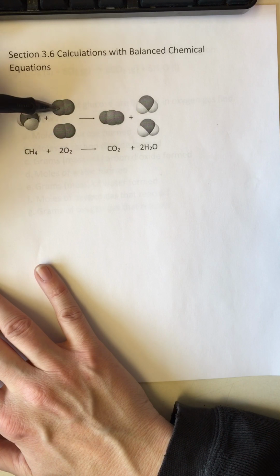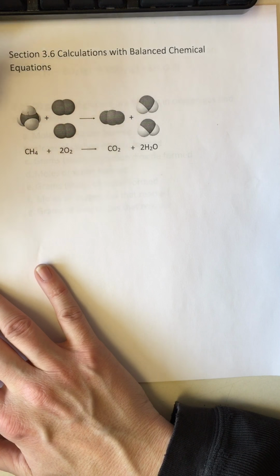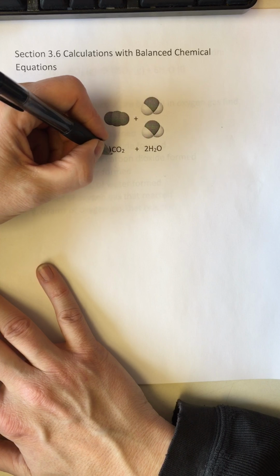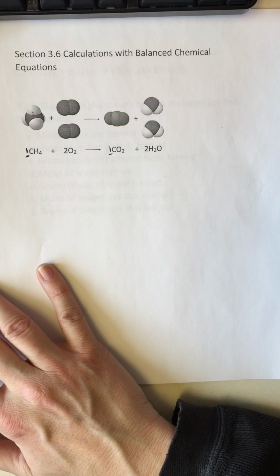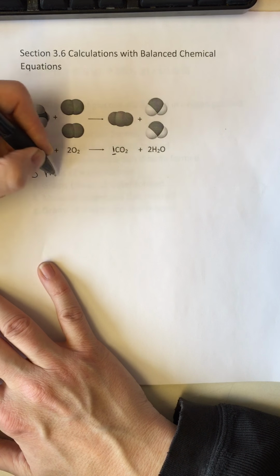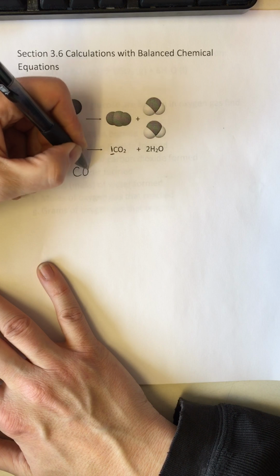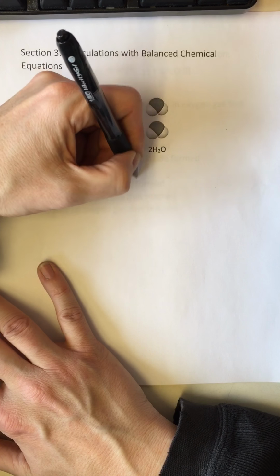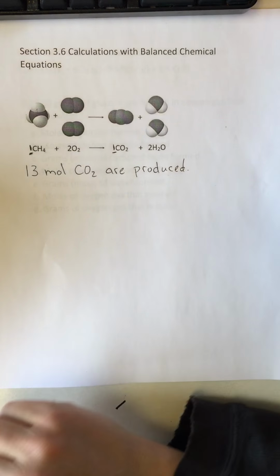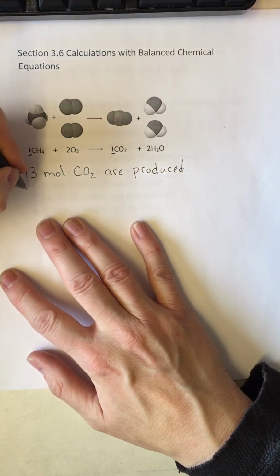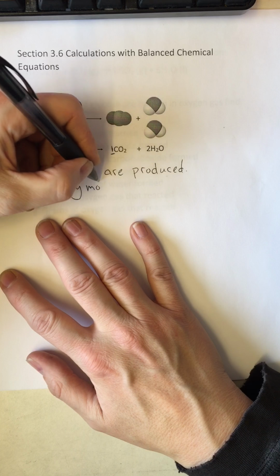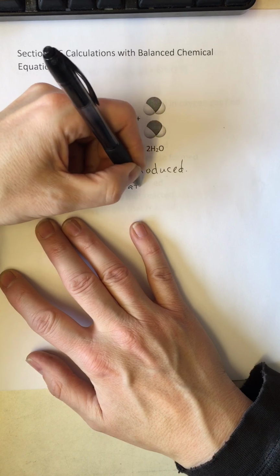It reacts with 2 oxygen molecules. There's 2 oxygen molecules, 1 to 2, right? Again, there's no number explicitly written here, but if it helps you, where you don't see a number, you can write a 1. So now, suppose we said the following. 13, I'm just making up numbers here, 13 moles of CO2 are produced. Okay, that's a fact. We're told that information. How many moles of water are produced?